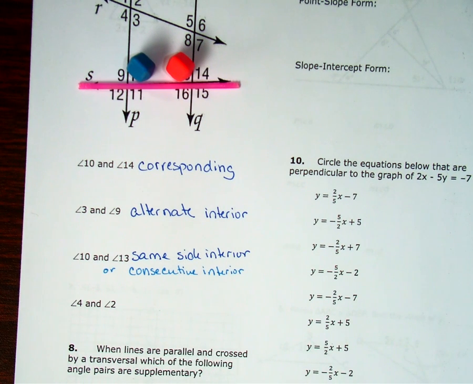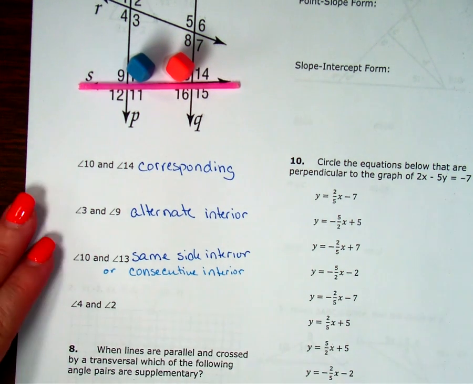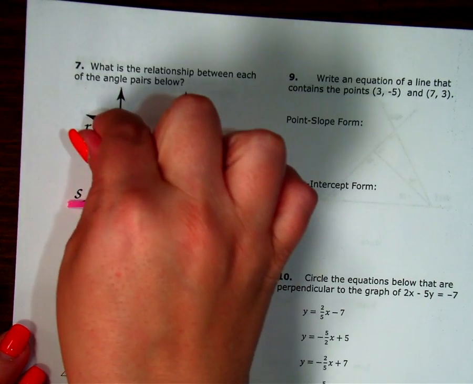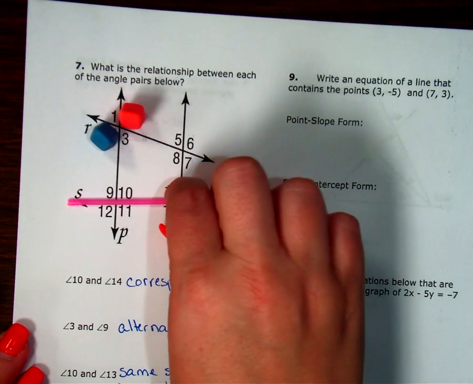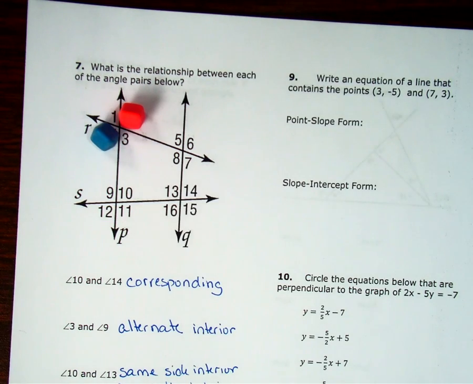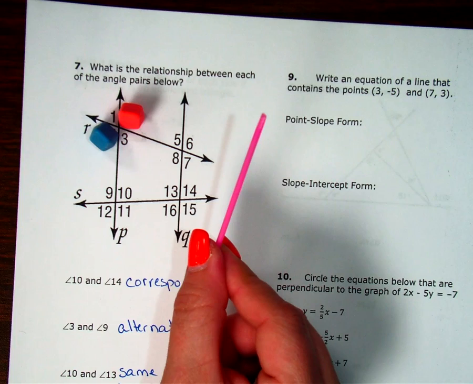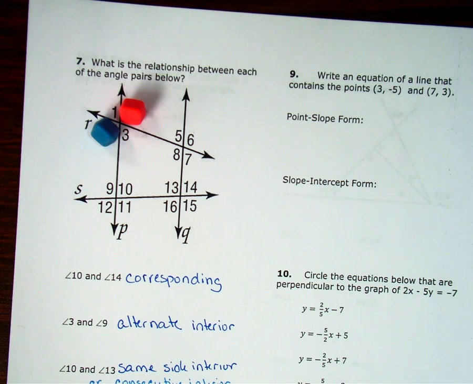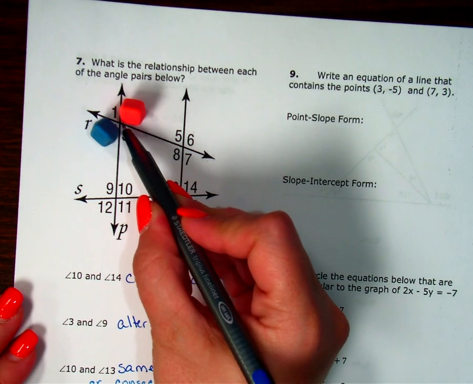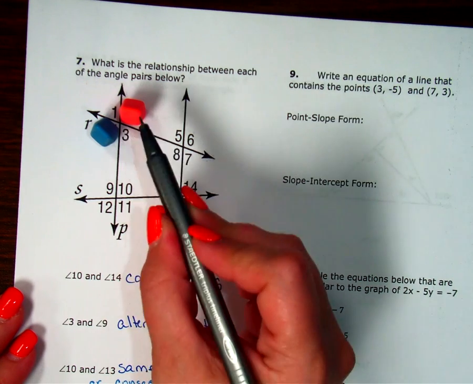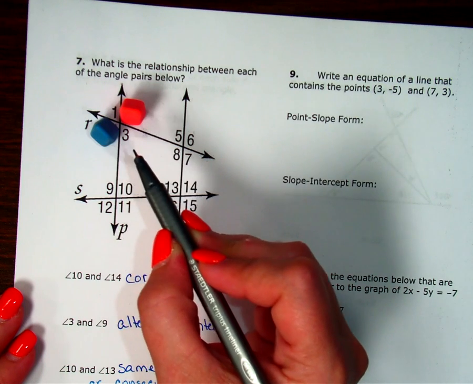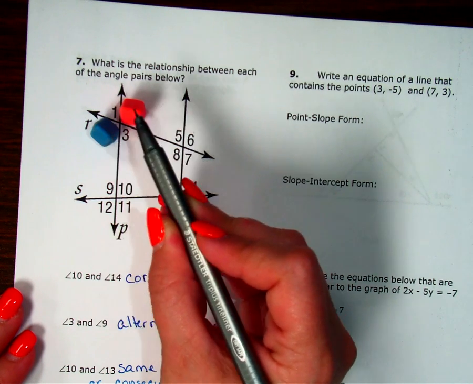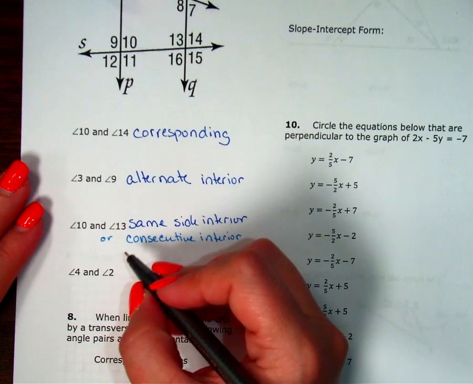Okay? And then the last one is going to be angle 4 and angle 2. So when I look up here, here's angle 4, and here is angle 2. Now angle 4 and angle 2 are at the same intersection. So that means there is no transversal. I can get rid of this line completely. There is no transversal to get from 4 to 2. They're right here at the very same intersection. They're across from each other, not next to each other. If they were next to each other, that would be a linear pair. But they're across from each other, which means they are vertical.